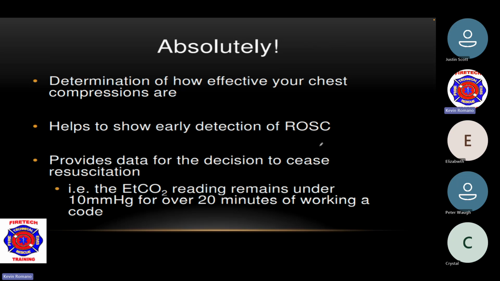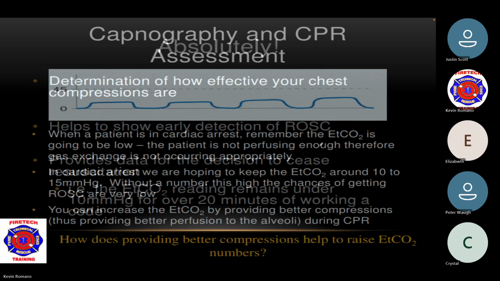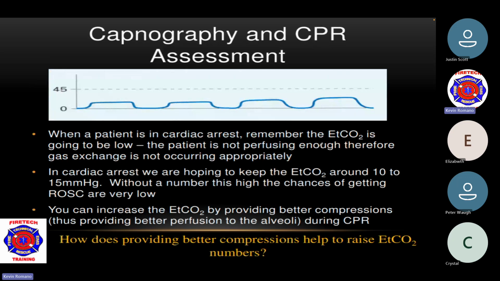Provides data for the decision, right? So the end tidal reading remains under 10 for over 20 minutes of a working code. The chances, again, of getting ROSC are very, very slim at that point, right? So capnography and the CPR assessment.